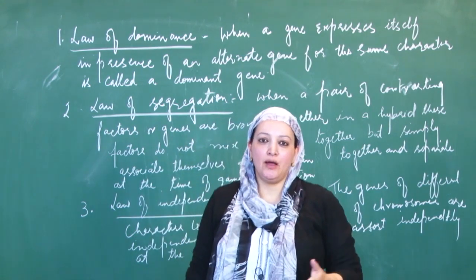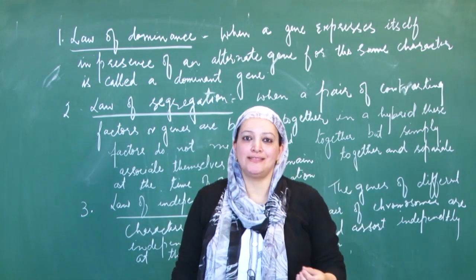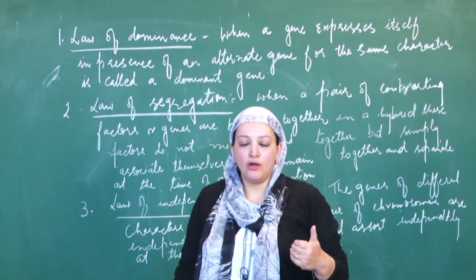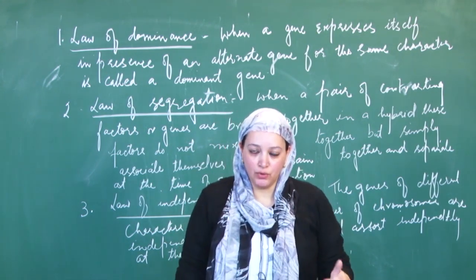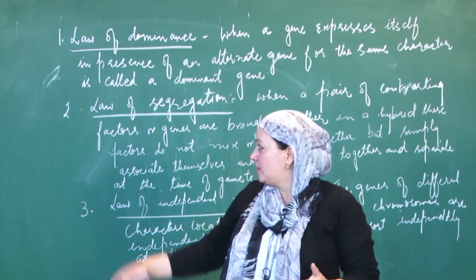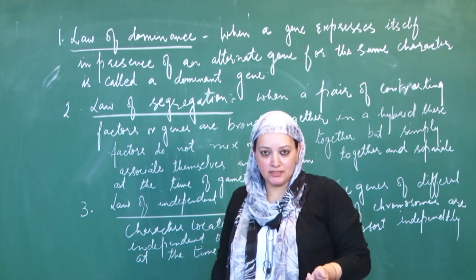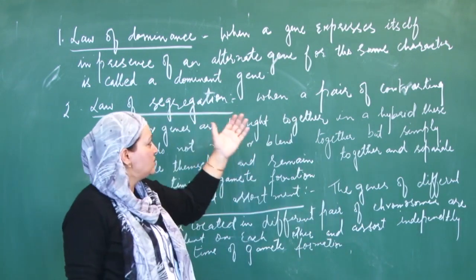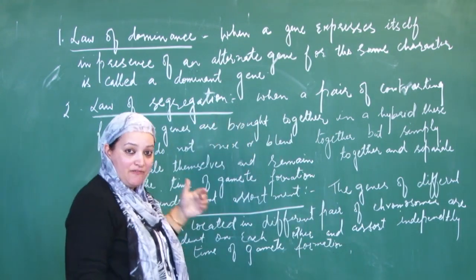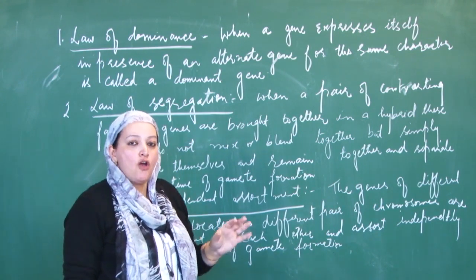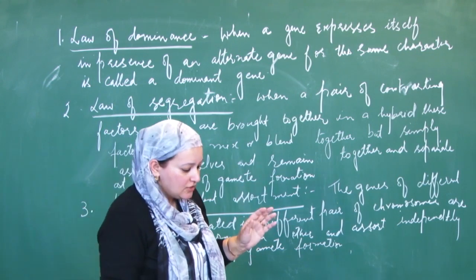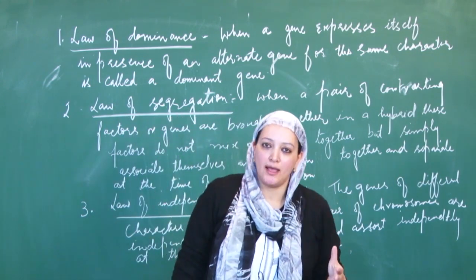Now we have read about the monohybrid cross and the dihybrid cross, where the three laws of inheritance have been proved. What was the first law? That is the law of dominance. You have seen what a law of dominance is: when a gene expresses itself in the presence of an alternate gene for the same character, it is called the dominant gene, which you have seen in the monohybrid cross.